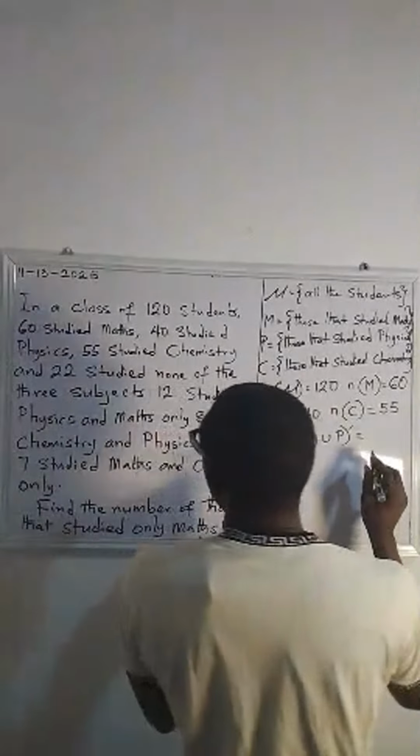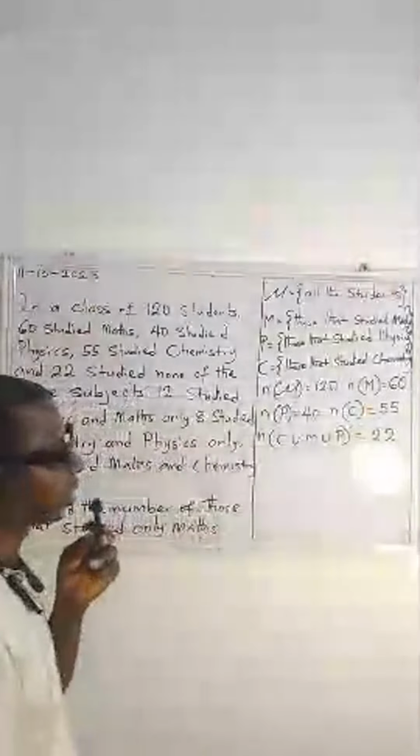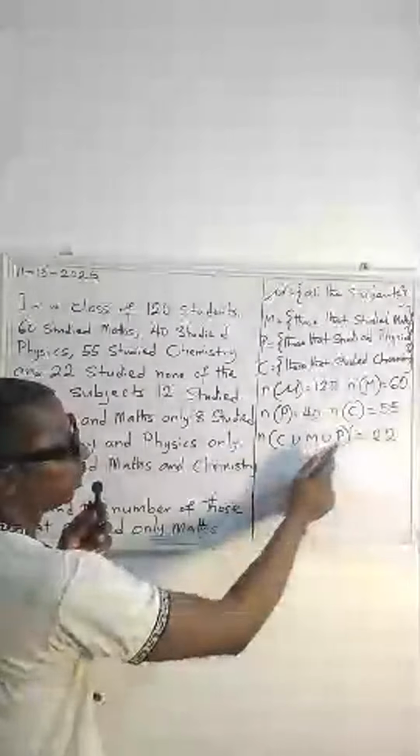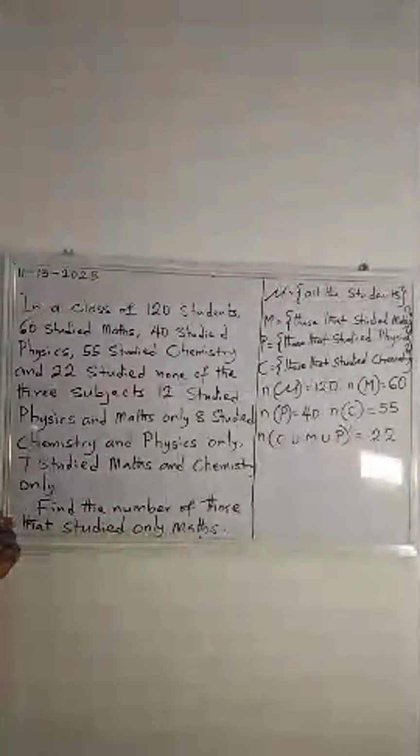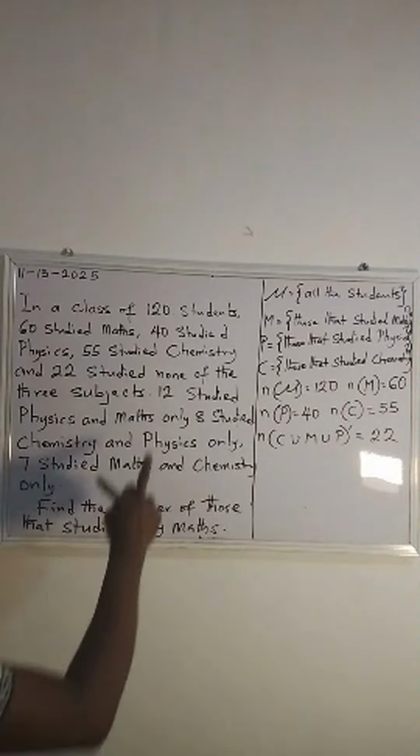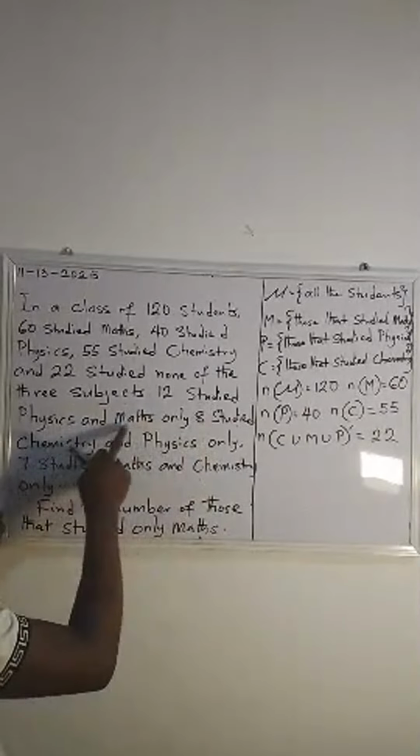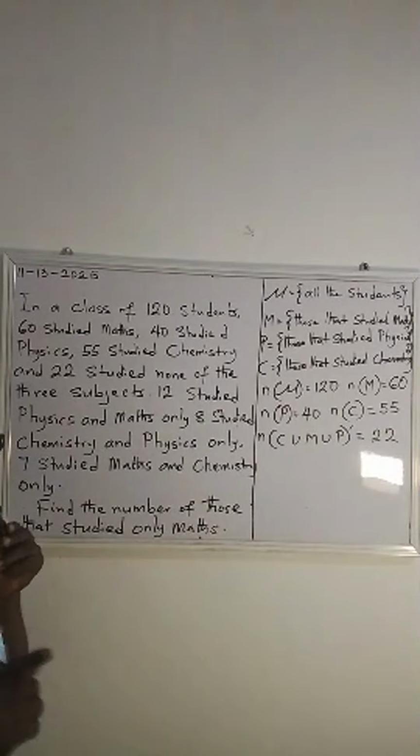Okay, how many are they? They are 22. So you can see the complement means that these people do not study any of these three subjects, right? So now let's move on. Now in the question we have 12 studied physics and maths only. 12 study physics and maths only.